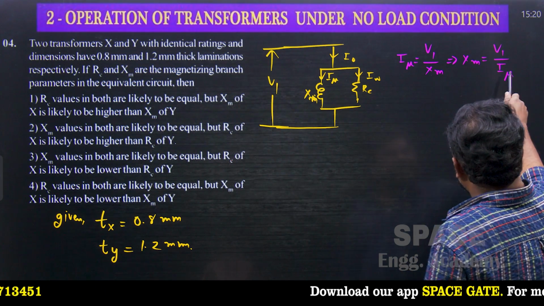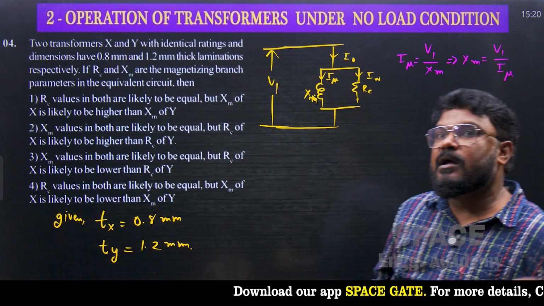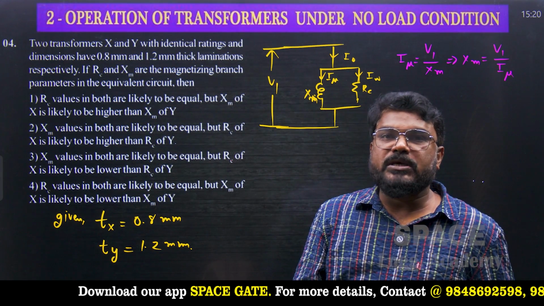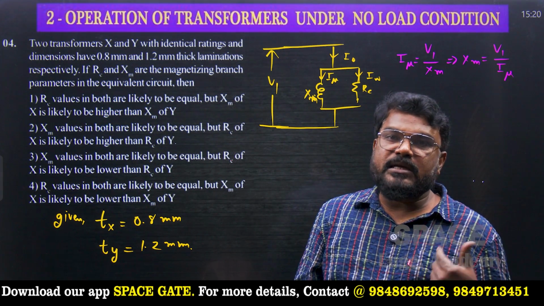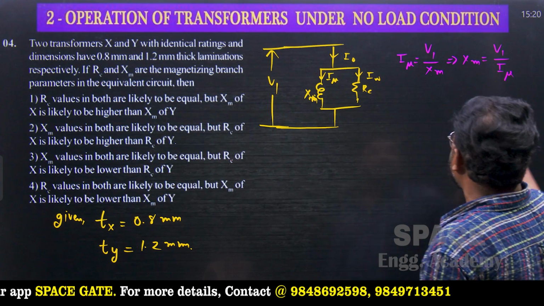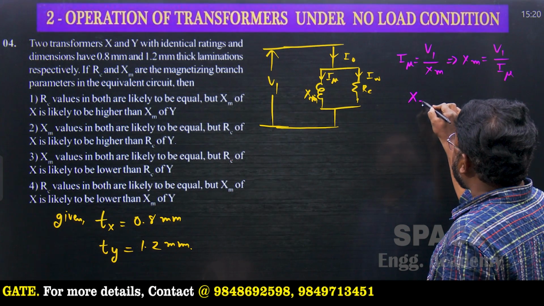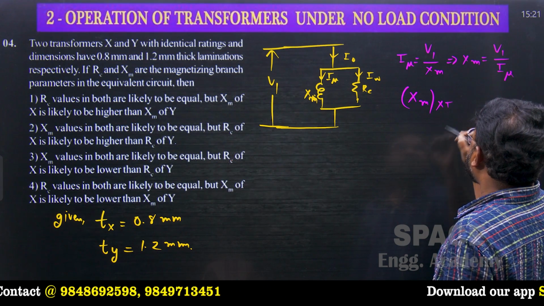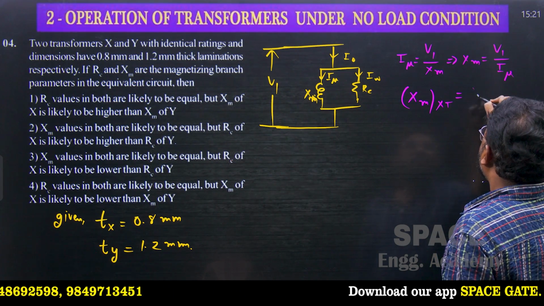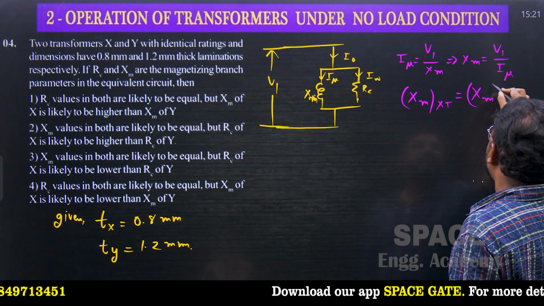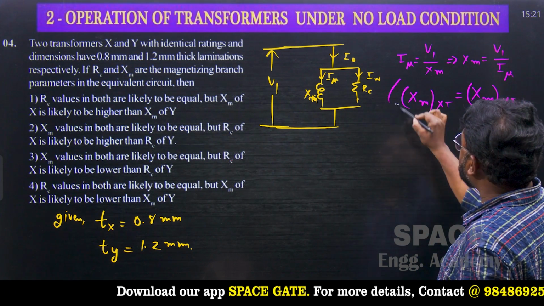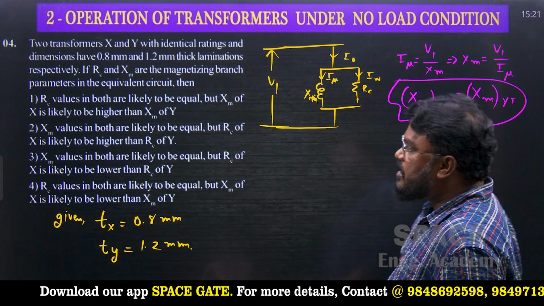So this magnetizing current is independent of the thickness of laminations. Magnetizing current, I repeat once again, is independent of the thickness of laminations. Therefore Xm of X transformer is equal to the Xm of Y transformer. So the Xm values are equal.